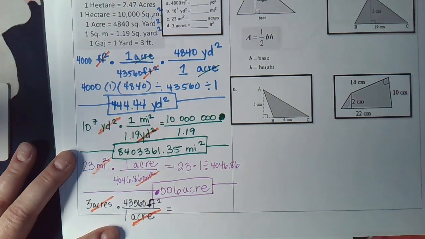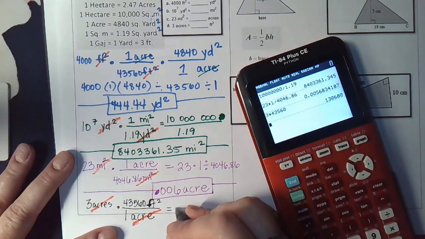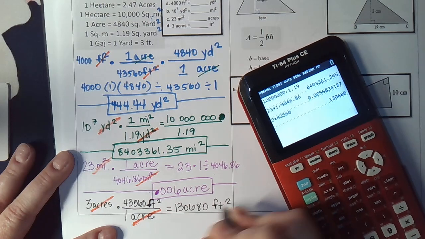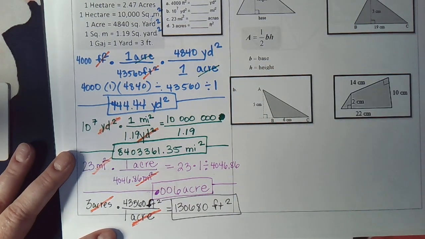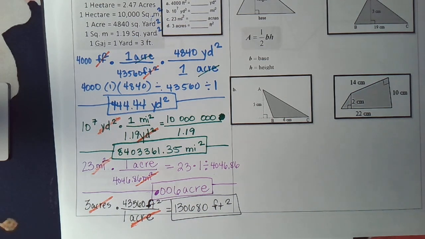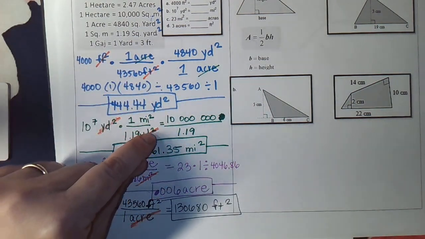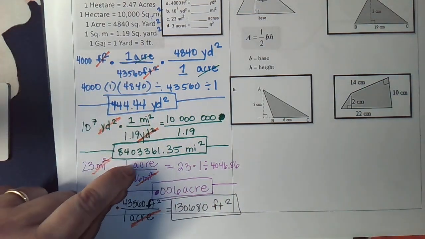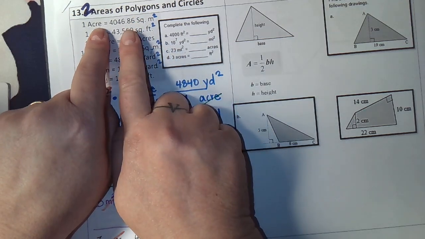And we multiply 3 times, and we get 130680 feet squared. Yay. Okay, so when you're trying to get things to cancel, the canceling part goes on the bottom. And then all these fractions that I made up came from this information up above.